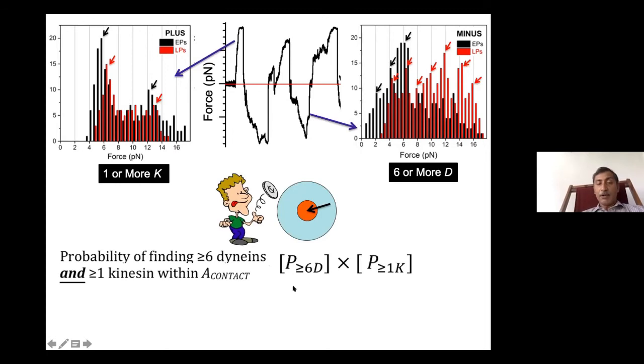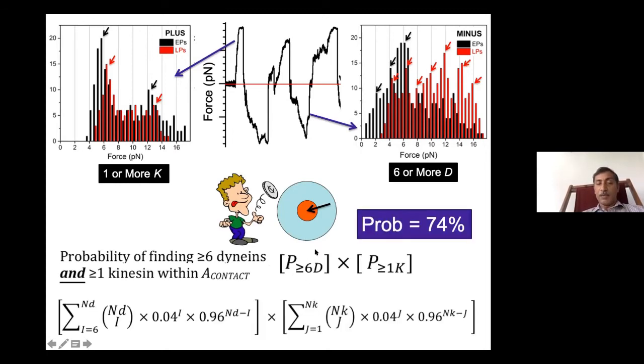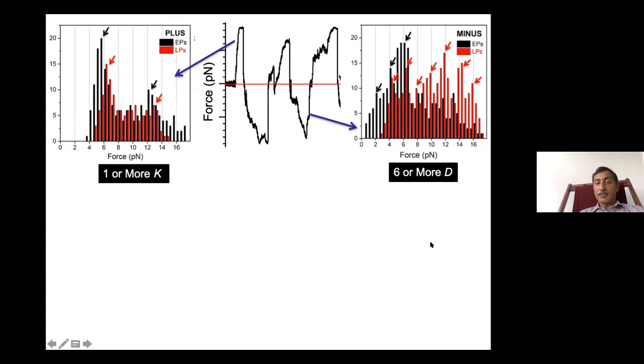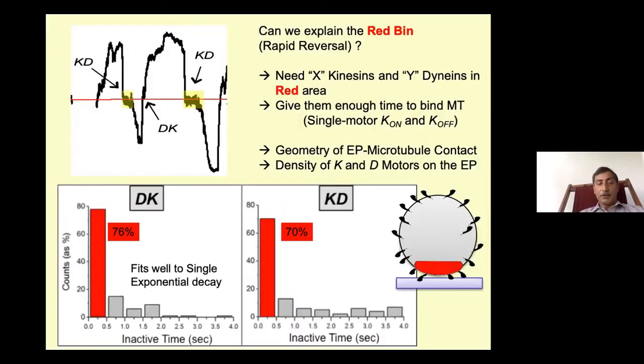And you can actually calculate these probabilities because you know the surface density and you know the area within which you want it to localize, so you can get a probability out of that. And so the joint probability of finding 6 or more dyneins in that red patch, and 1 or more kinesin, you can just do a binomial calculation to find that this probability is 74%. And that is really interesting because that's exactly what you see here. Okay, so you get the probability of an immediate reversal.